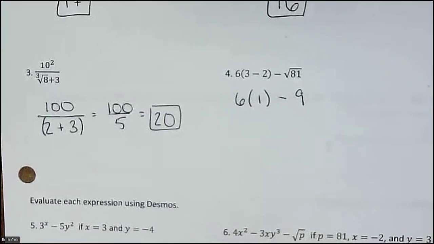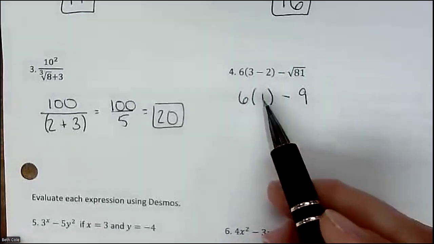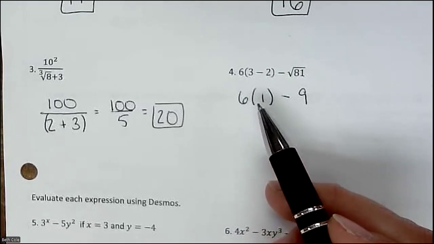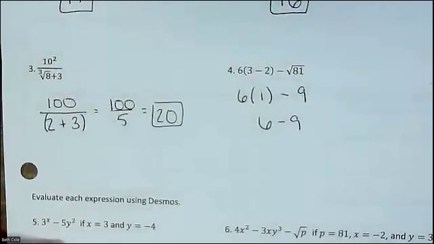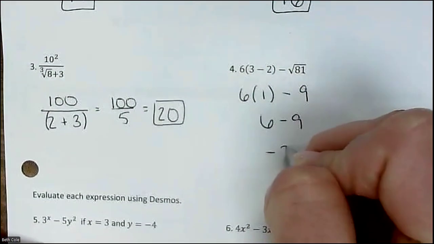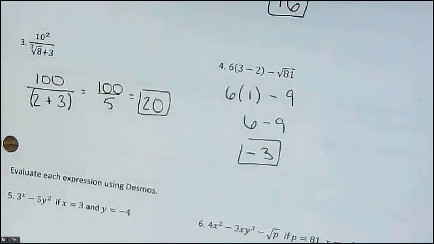Square root of 144 is 12. Good. I'm just throwing it out there. You can always use a calculator. We're having a conversation. All right. 6 times 1 is 6. And then 6 minus 9 is -3.